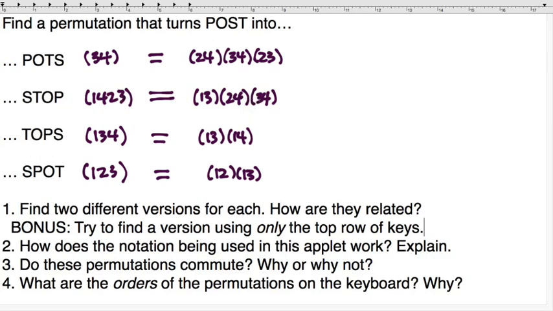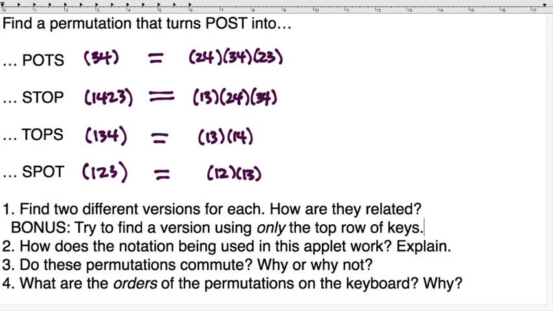Right? And I set you a challenge here. The bonus challenge was to always try and find a version that only uses the keys on the top row, which were these permutations that only have 2 digits in their notation, combinations of them, to get you the permutation you're looking for. And you were always able to do that, which is interesting.